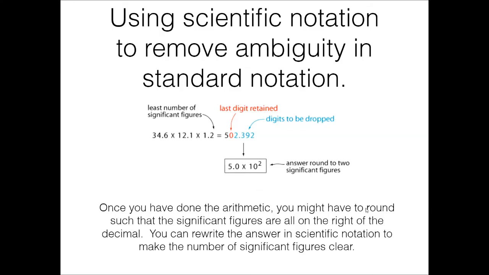Okay, once you do the arithmetic, you might have to round, okay? It could be adding, it could be subtracting, it could be multiplying or dividing. You're going to have to round so that you have the right significant digits. Sometimes all the significant digits are to the right of the decimal. You might have to round down so you get a bunch of zeros. You can rewrite the answer in scientific notation to make the number of significant figures more clear in case it's ambiguous like this.